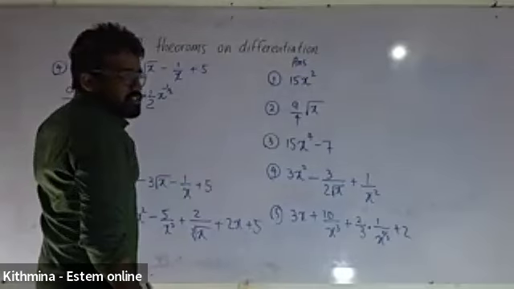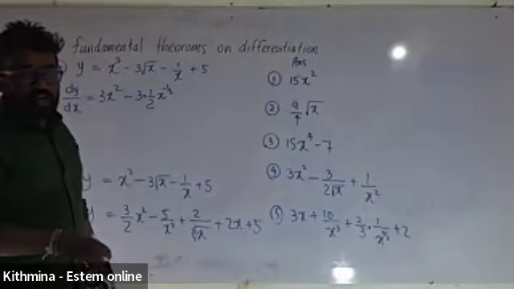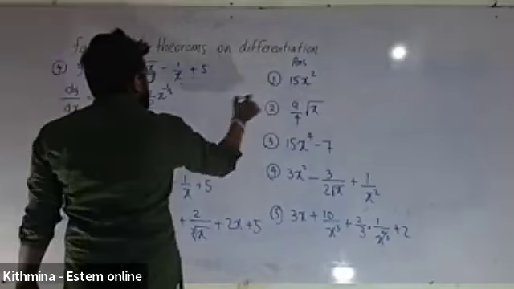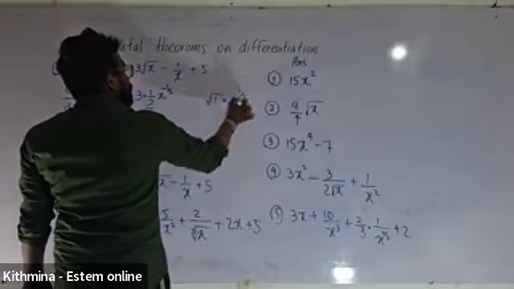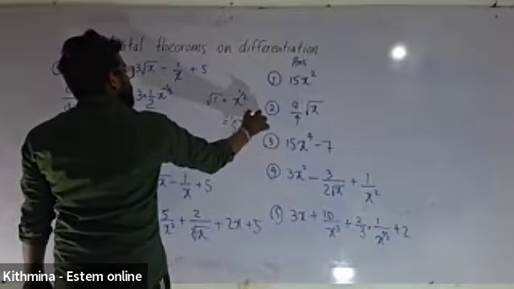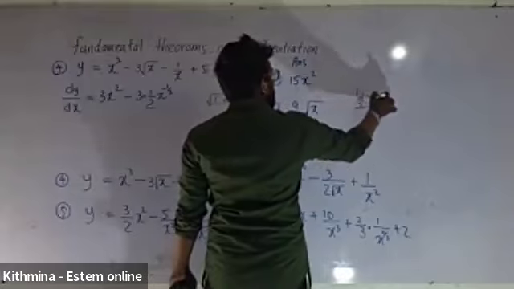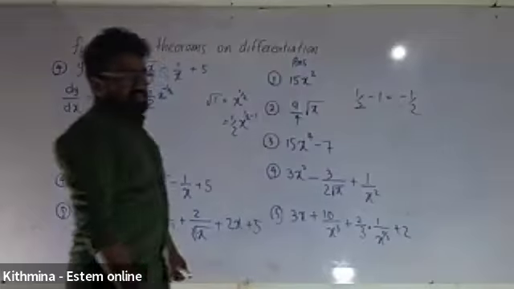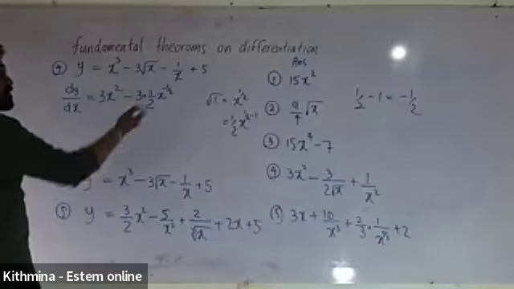When doing maths, always keep rough paper with you. Then you can write these things: root x is x to the power half. Then you can get x to the power half minus 1. I told you earlier, half minus 1. You should get these directly. That's the thing. Then you can just substitute.